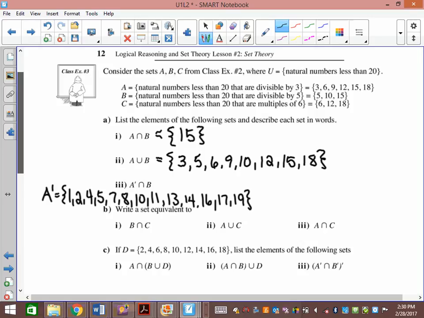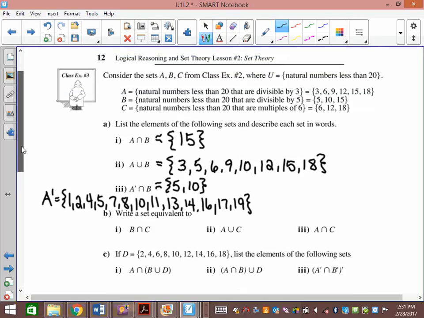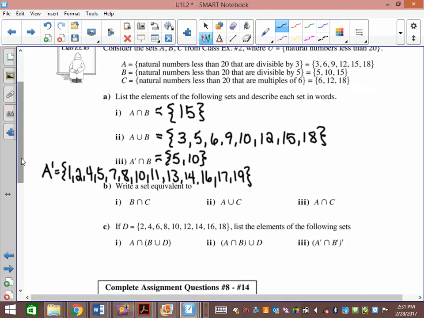So what's in not A and in B, Ryan? 5 and 10? So what's in B and C? B and C, Emma. None. So that would be the empty set. So these two sets, B and C, are what? Last definition on the last page. Disjoint.